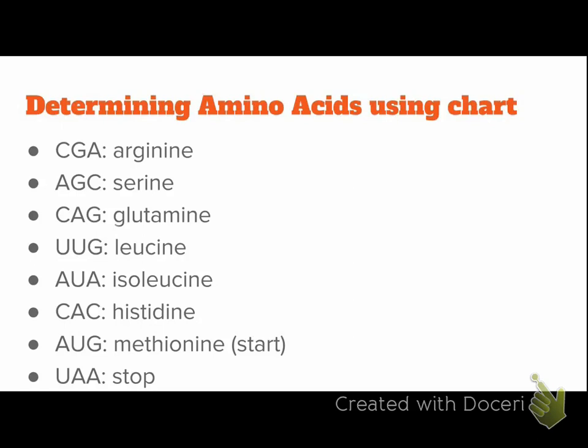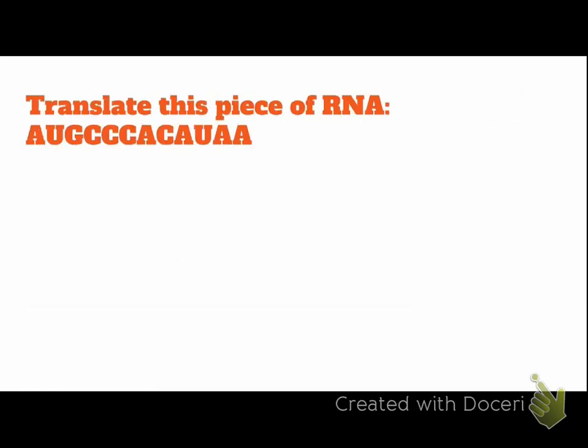So now let's take a look at what this is going to look like without just individual codons, if we actually have a piece of RNA. So translate this piece of RNA. The first thing that I'm going to encourage you to do is take this strand and actually break it up into codons so you can keep track of where you are.